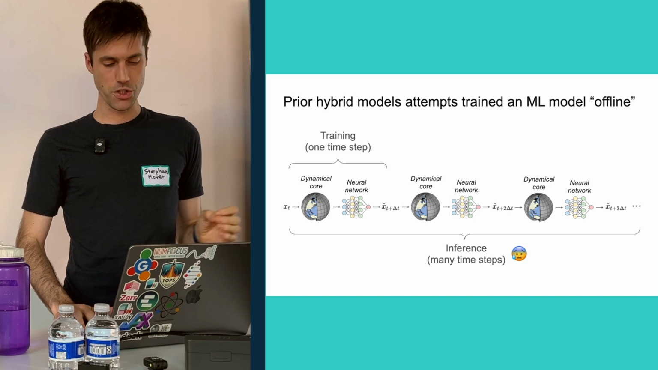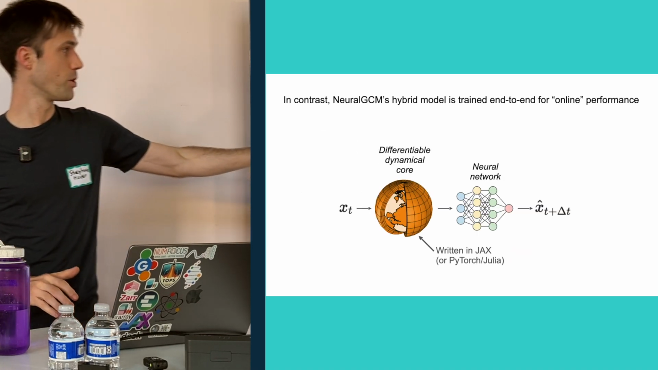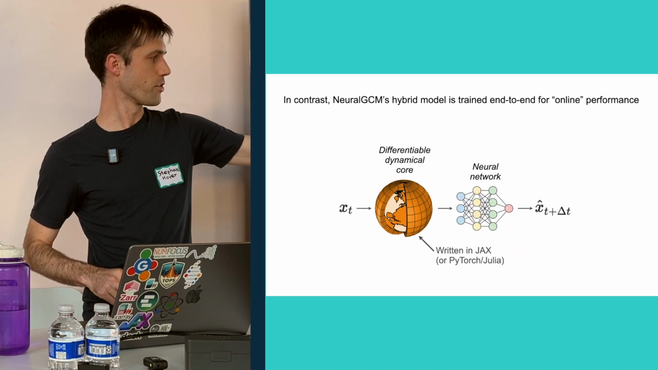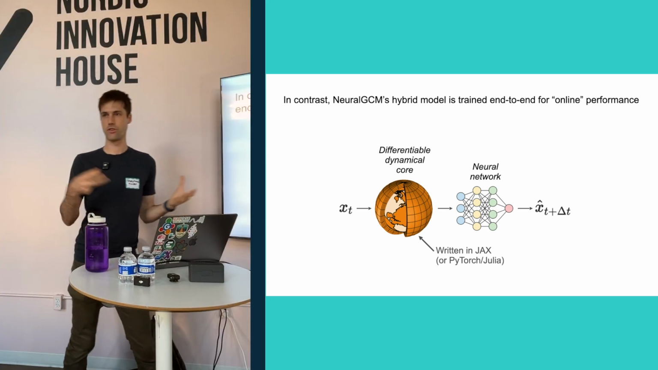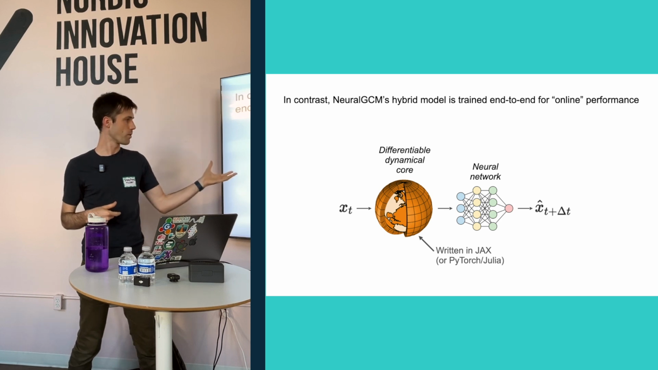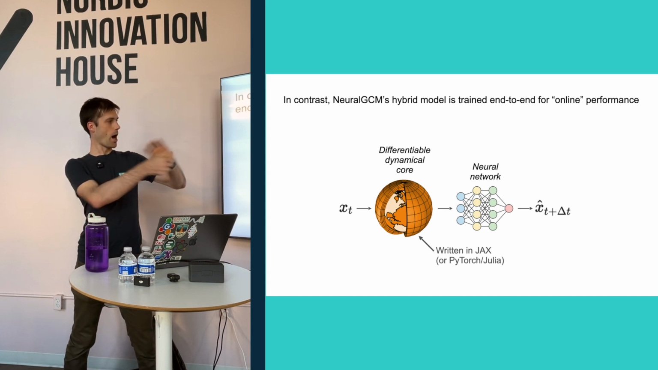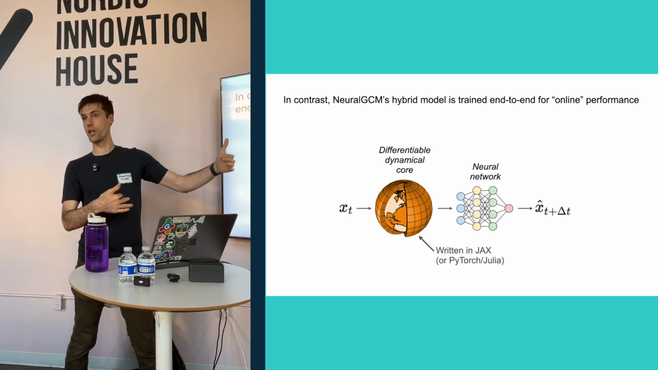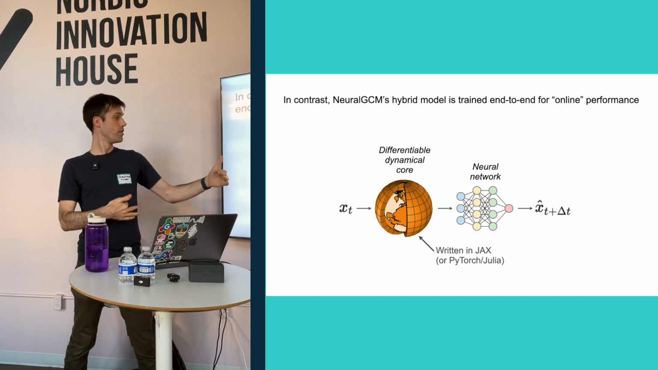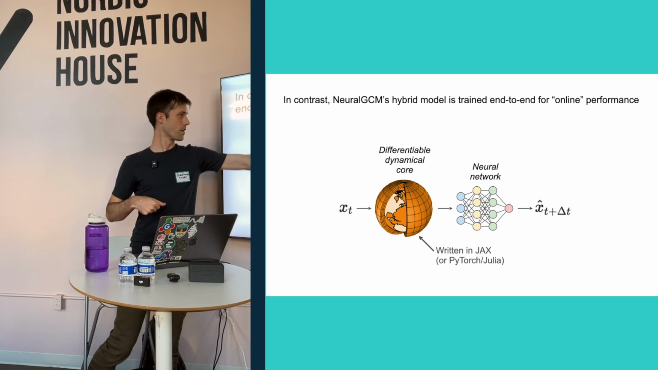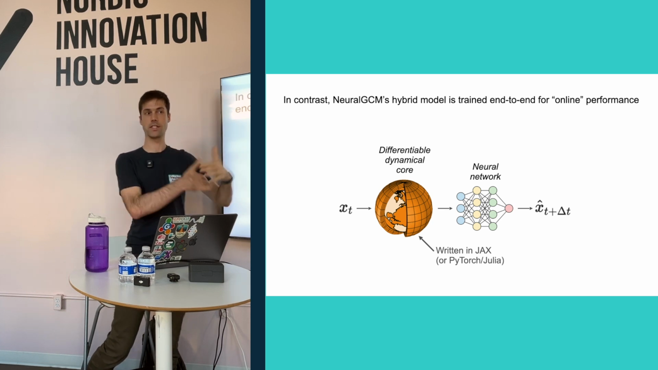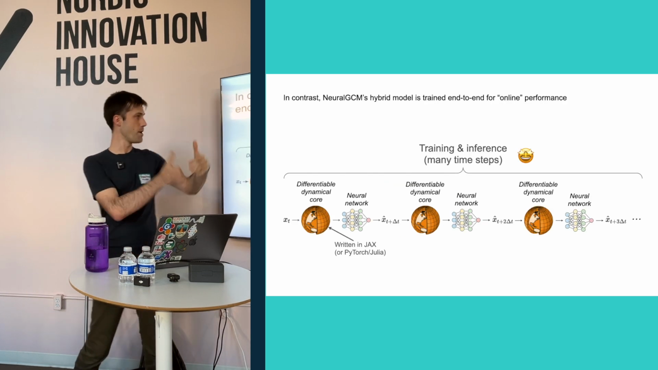So what we did with NeuralGCM is a little different. We took that dynamical core, the guts of the weather model, and we rewrote it in JAX. The magic of JAX, which is used for building AI models at Google and elsewhere, is that you can optimize through arbitrary code. It supports automatic differentiation. So now we can optimize through the collective behavior of the neural network plus physics model collectively, and we can do that over many time steps.